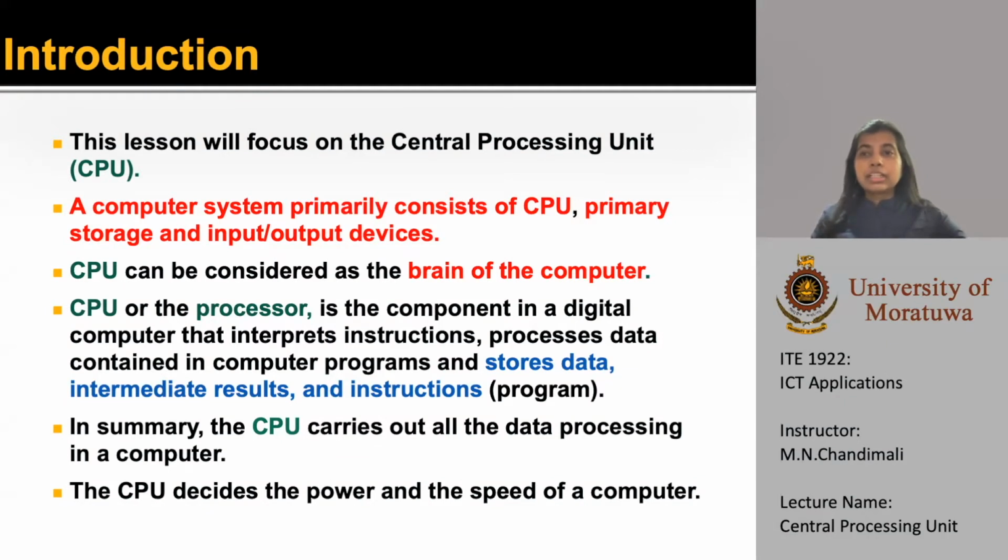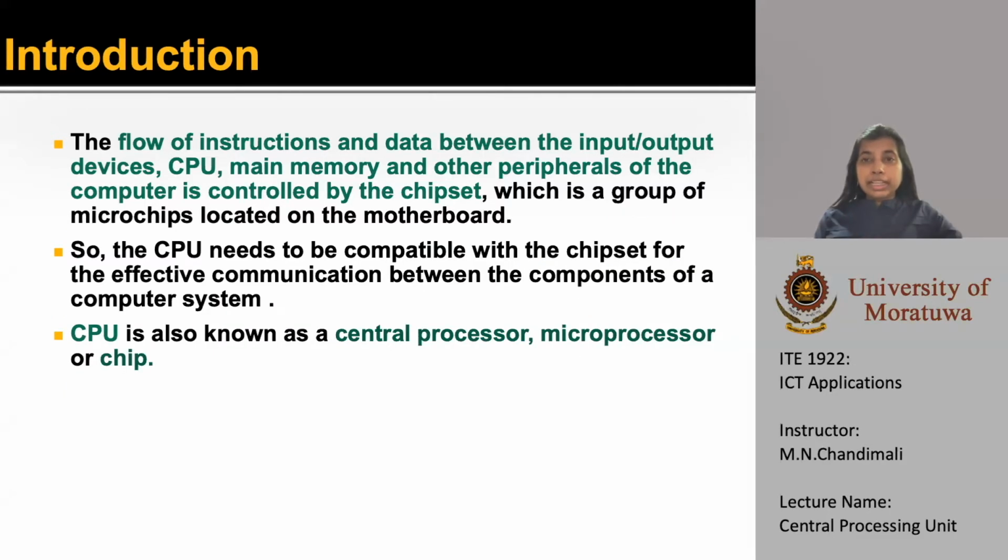Like a human can't live without the brain, the computer can't function without the CPU. Another important thing that we need to remember is the CPU decides the power and the speed of a computer. We discussed that the data and instructions have to be transferred from the input devices to the CPU, to the memory, and to the output devices.